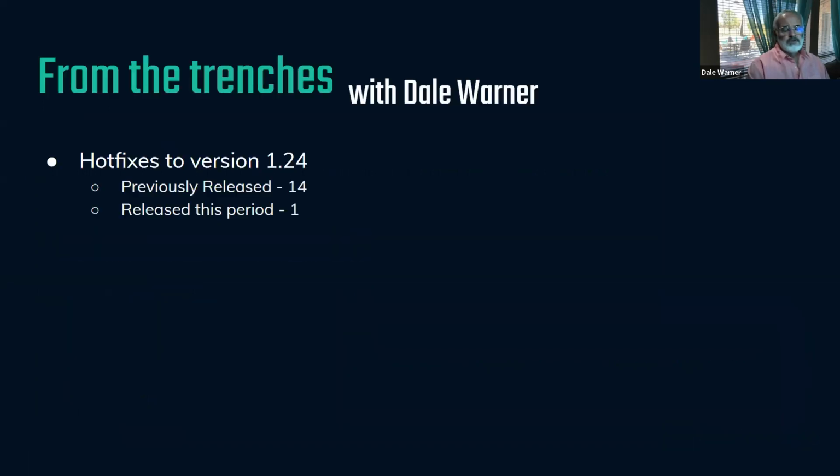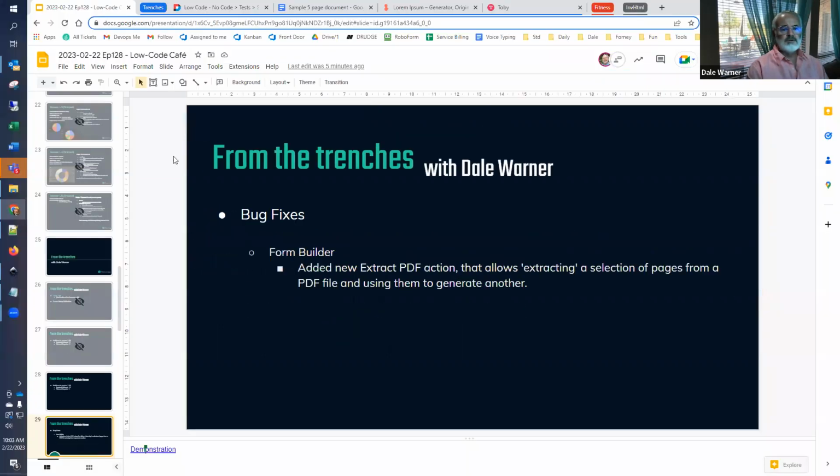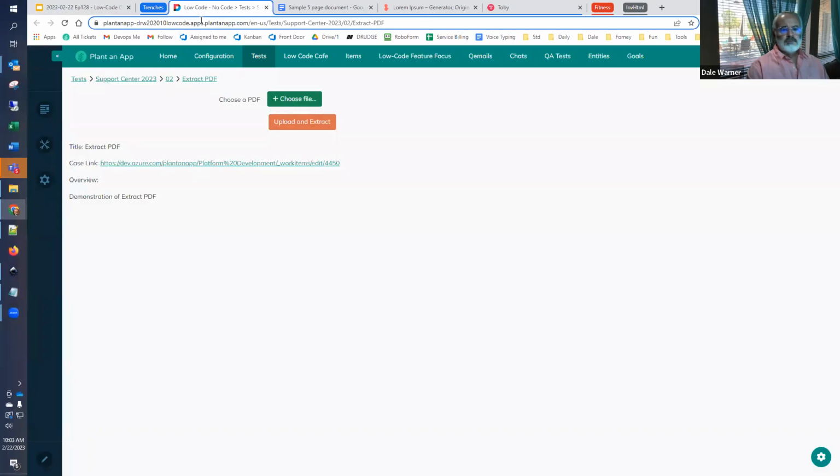So from the trenches, we have another hotfix released to version 1.24 that goes with the 14 previous that were in this release. This includes, I have it listed here as a bug fix, but it's actually a new feature where you can extract PDF action. I thought I'd demonstrate it. Pretty easy to show you.